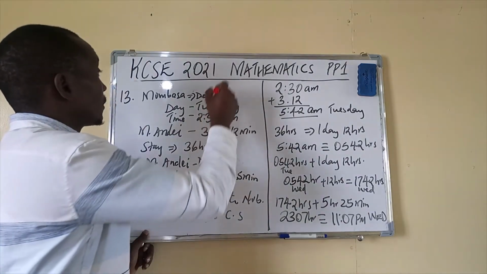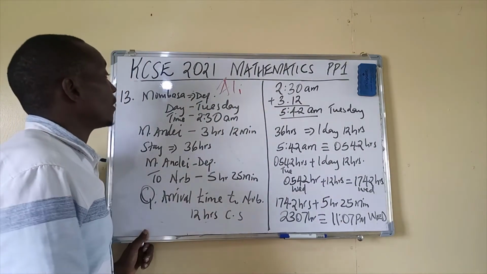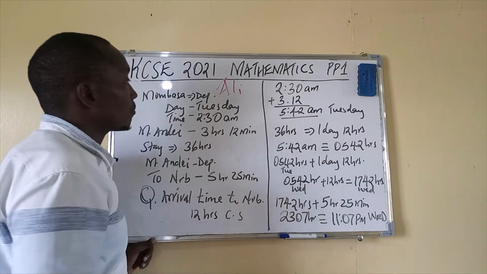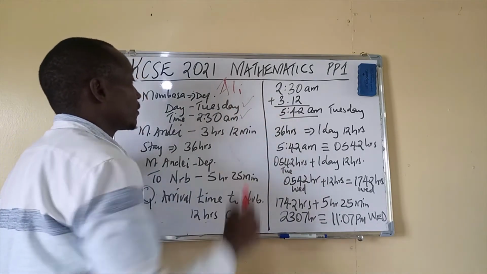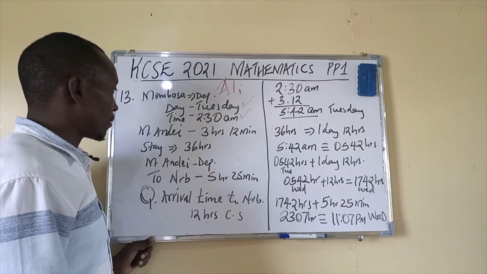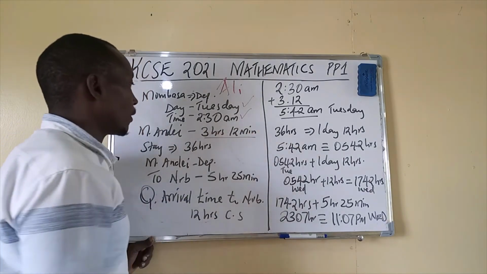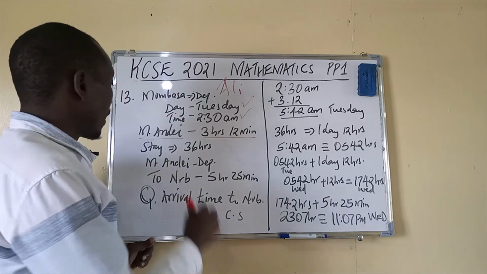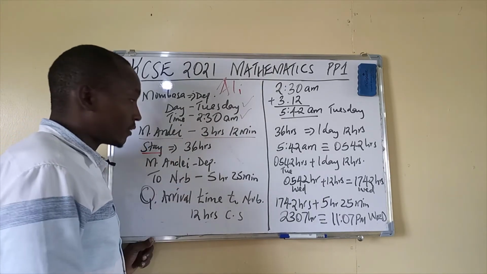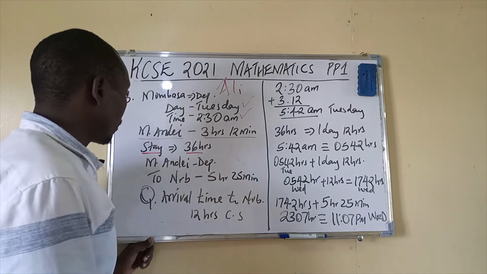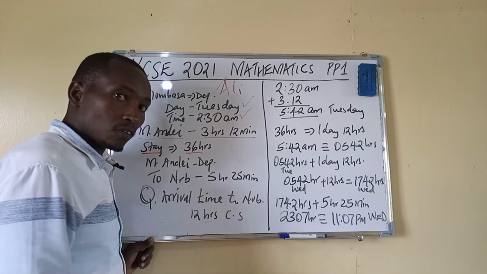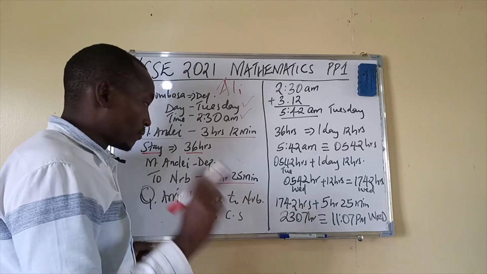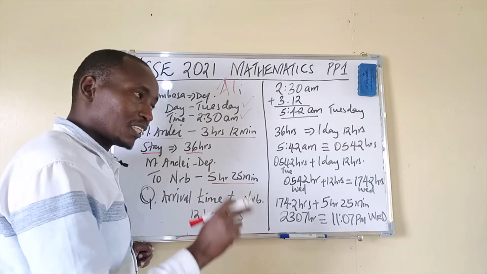With number 13, you're given that there's a guy called Ali. Ali left Mombasa, and the intention was to get to Nairobi. He left Mombasa on Tuesday at 2:30 a.m., very early in the morning, and it took him 3 hours 12 minutes to arrive at another town called Mutito Andei. Then he stayed there for 36 hours. Then he departed from Mutito Andei after the 36 hours. The journey from Mutito Andei to Nairobi took 5 hours, 25 minutes.